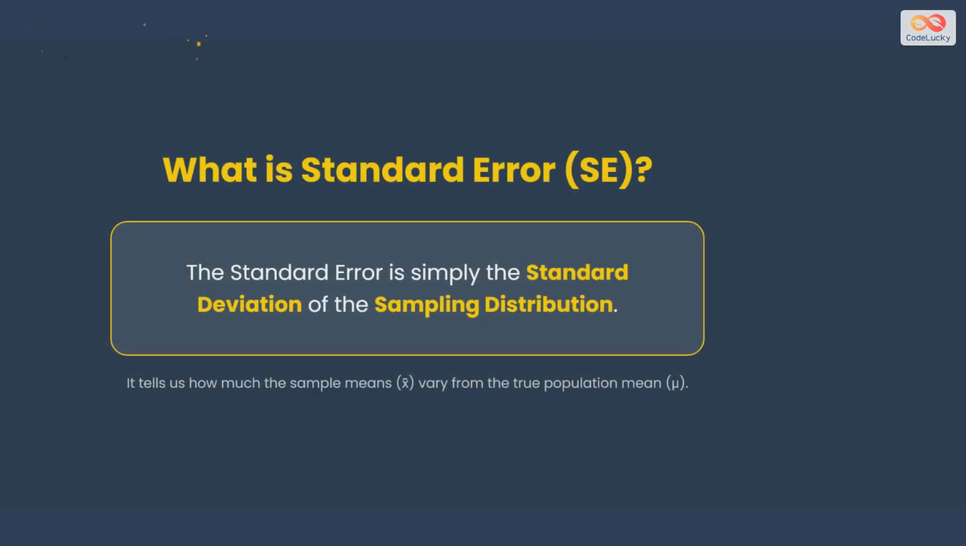This brings us to our core definition. The sampling distribution has its own spread or width. This spread is not called standard deviation, it is called standard error. Simply put, standard error is the standard deviation of the sampling distribution. It measures how much the sample means typically fluctuate around the true population mean.